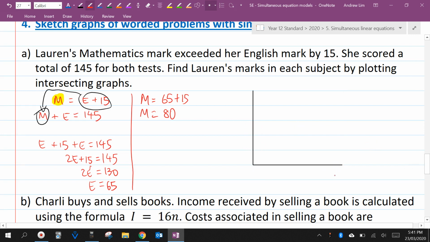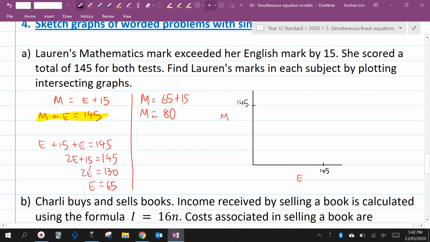Let's have English here and maths here. Let's have a look at the second equation. How do we graph this? Well, if she got 0 in maths, she would have gotten 145 in English. If she got 0 in English, she would have gotten 145 in maths.